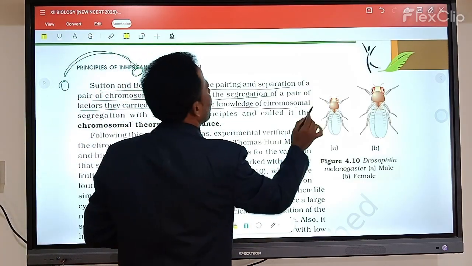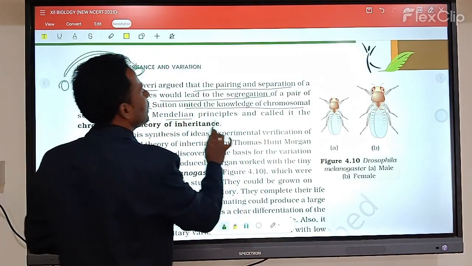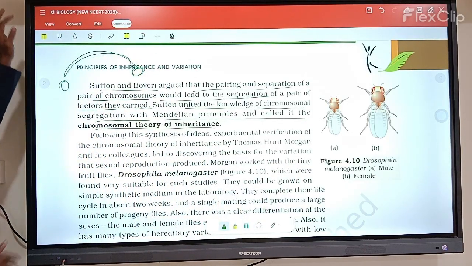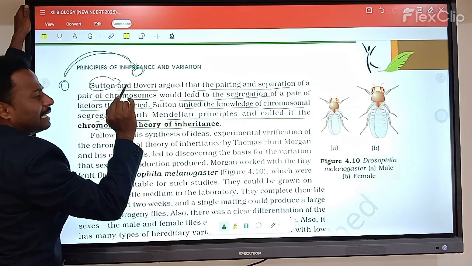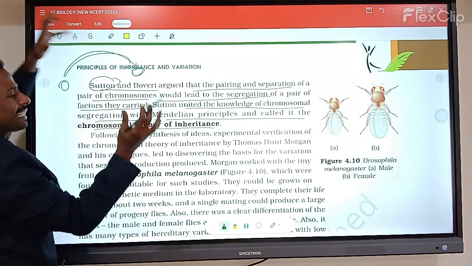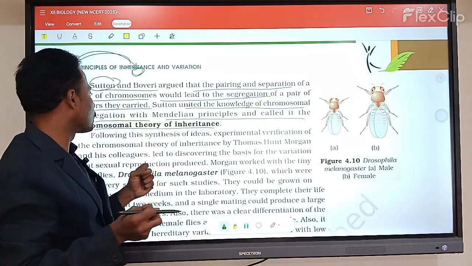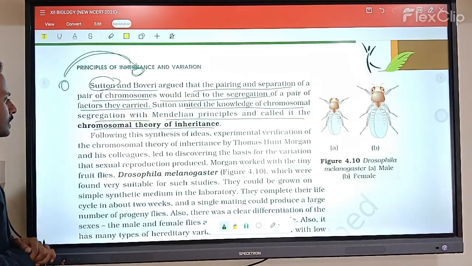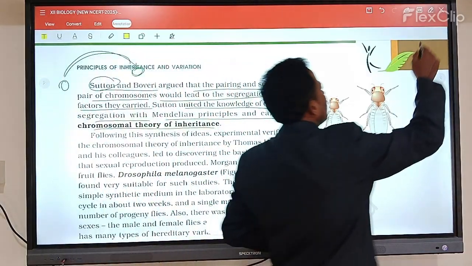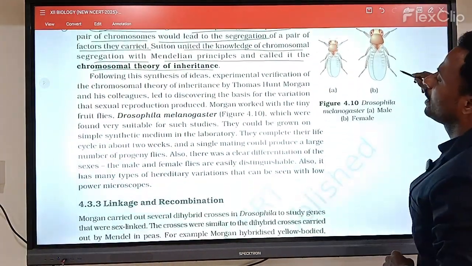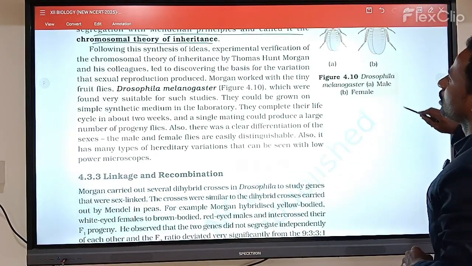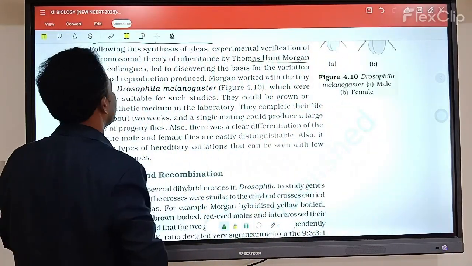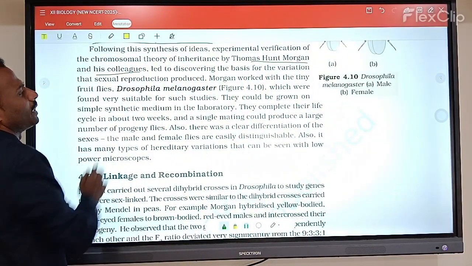This united knowledge, the chromosomal segregation in line with the Mendelian principle, is called the chromosomal theory of inheritance. After this came the experimental verification of the chromosomal theory, done by Thomas Hunt Morgan and his colleagues.